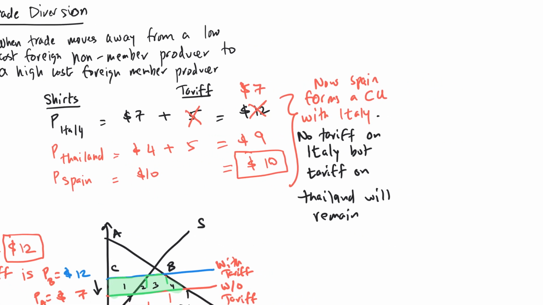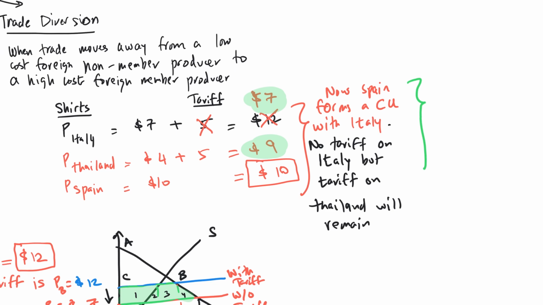Now you will buy from Italy because 7 is better than 9. Which means that what we are doing is that the low cost producer is Thailand. You are now moving away because 9 is more than 7. But if you put tariff on Italy, you will never buy from Italy.